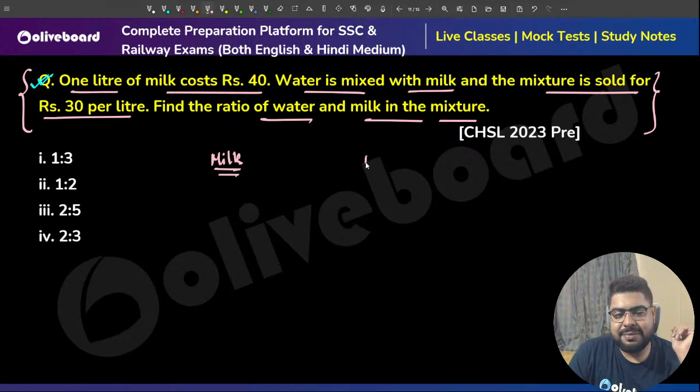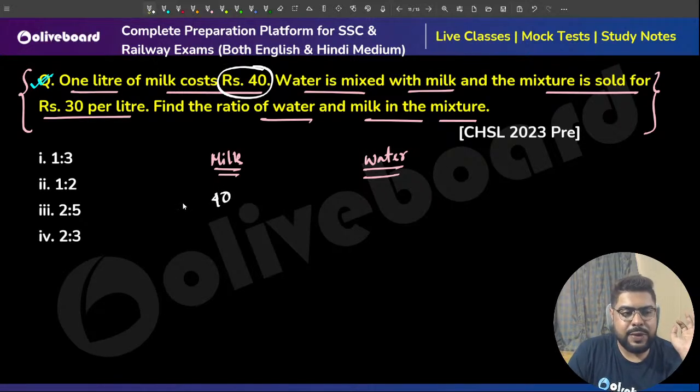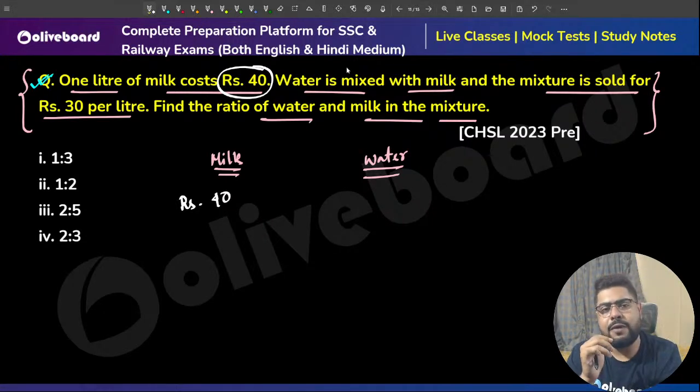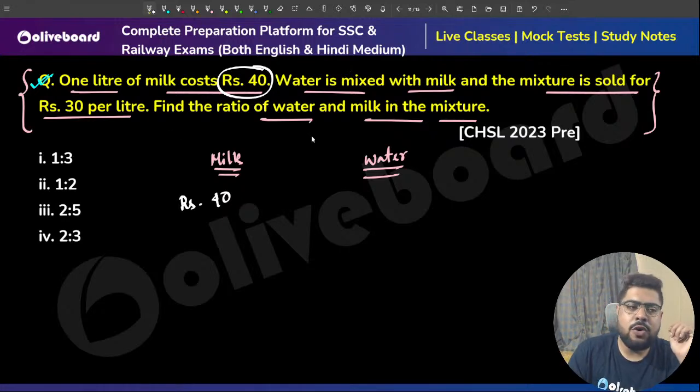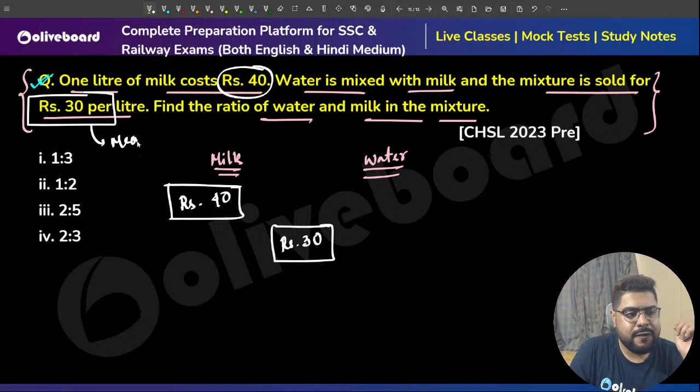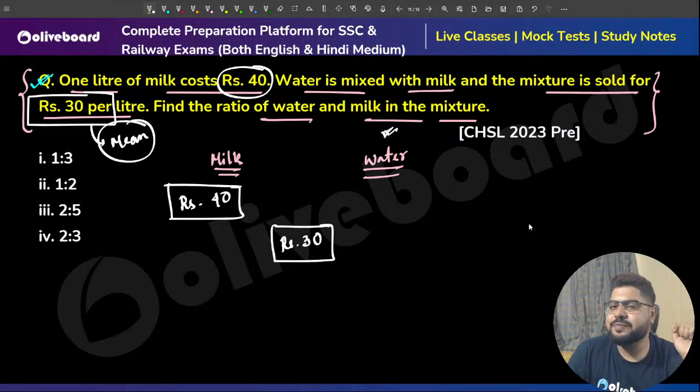Milk and water. So how much does milk cost? Milk costs rupees 40 a liter. And after mixing the water and making the mixture, what is the cost? Rupees 30 per liter. That is your mean value, sir. Now water I have mixed, and they are asking the ratio. In what ratio have this milk and water been mixed?